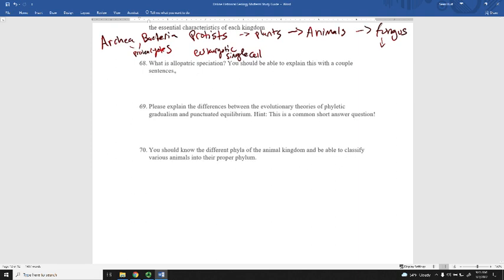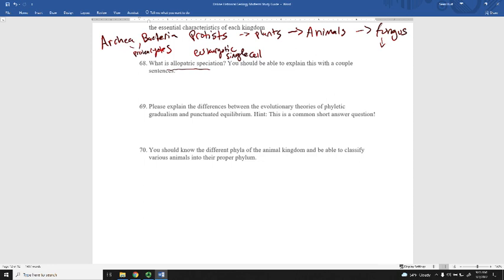So what's allopatric speciation? There are a lot of different ways that species change over time and create a new species. A speciation is just an event that creates a new species. There are a lot of different things that do that. I don't ask you for everything. I just want you to know allopatric because it's one maybe common example of how new species are created. So again, you should be able to explain that with a couple sentences. That could be a short answer question. And in short, I'll just give you a brief explanation.